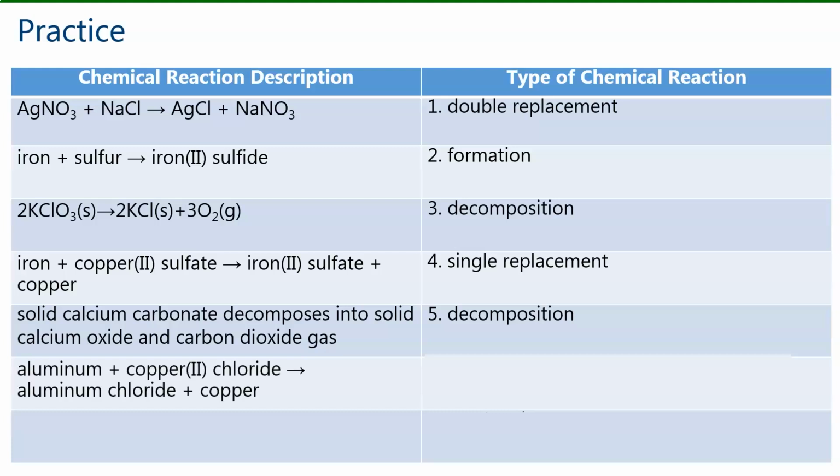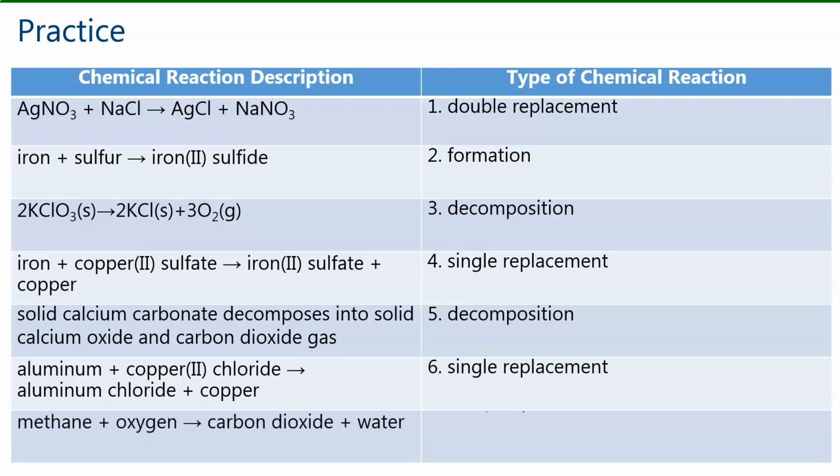Next, we have a word equation. Aluminum plus copper 2 chloride produces aluminum chloride plus copper. This is single replacement. We have an element plus a compound producing a compound and an element. And we have a switching of places, our aluminum and copper.